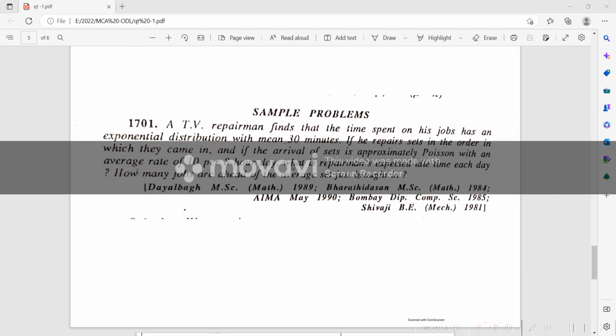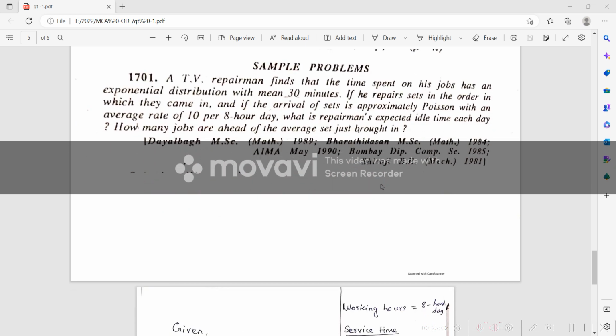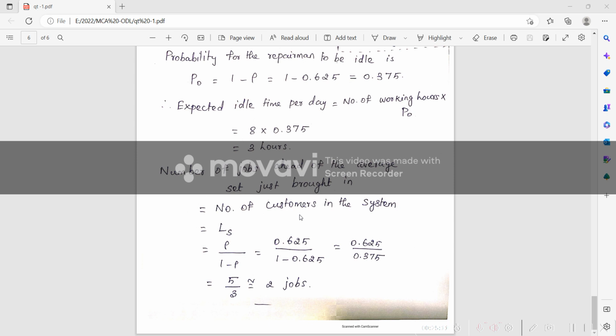And then next we are going to calculate how many jobs are ahead of the average set just brought in. Okay, so as I discussed earlier, for this we have to find the number of customers in the system. That is the number of sets ahead of the set just brought in. The number of customers in the system is denoted by Ls, which by formula is rho by 1 minus rho. After calculation we get 5 divided by 3, so it is approximately equal to 2. So 2 jobs are ahead in the system. That means in the queue one set is there, because in the shop they have 2 sets. One is in the server and another one is in the queue. So we can also tell that the number of sets in the queue is 1 set.